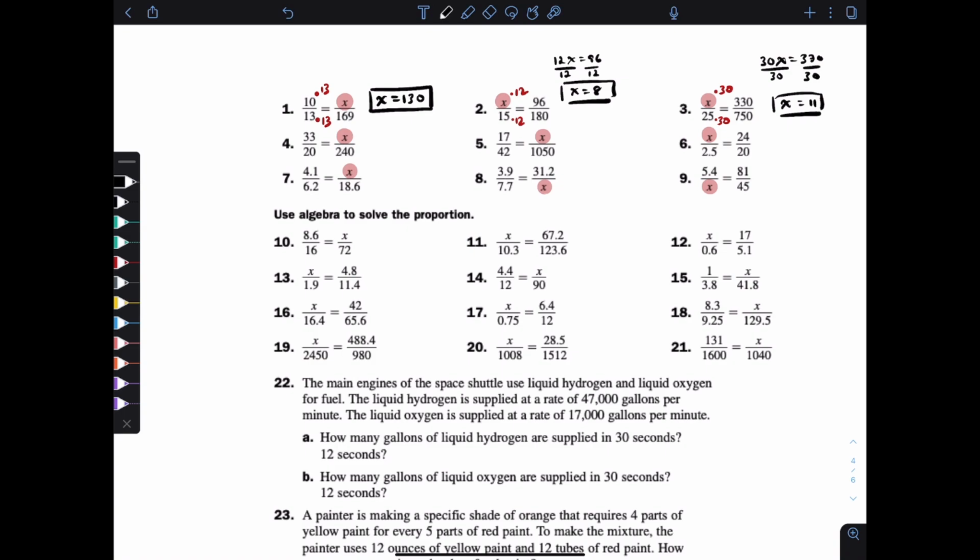No decimals, so maybe I can try a couple decimal problems. Looking at number 7, turns out 6.2 times 3 is exactly 18.6. So 4.1 times 3 would equal X, and you can do that if you'd like on your own. I think mentally that is just 12.3. Should be correct.